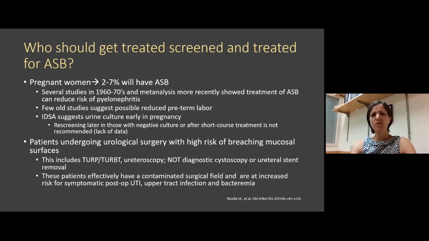And then patients undergoing urological surgery with high risk of breaching mucosal surfaces. So this specifically means people who are undergoing transurethral resection of their prostate or bladder tissue or a ureteroscopy. This does not include people getting a diagnostic cystoscopy or a ureteral stent removed. The reason why we need to screen and treat these people is because they basically have a contaminated surgical field. So they're at increased risk for symptomatic UTI postoperatively, and they also have an increased risk of bacteremia.